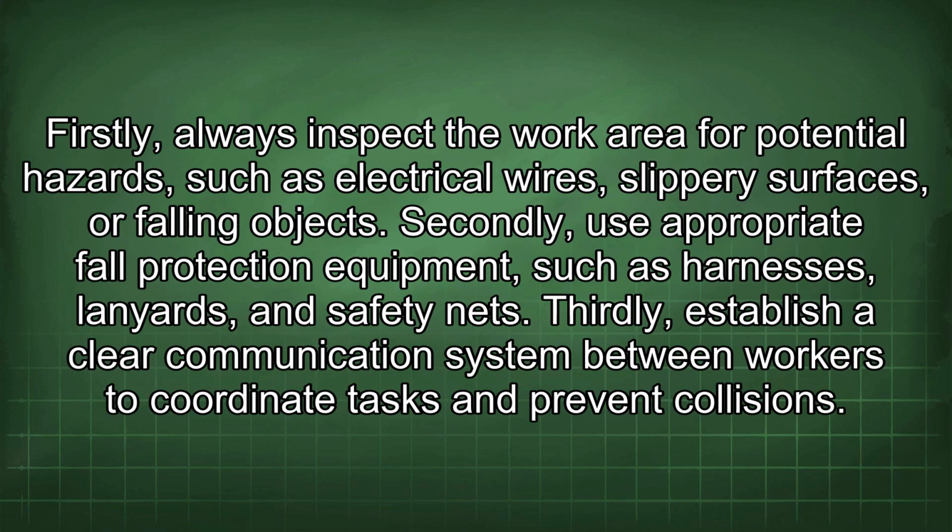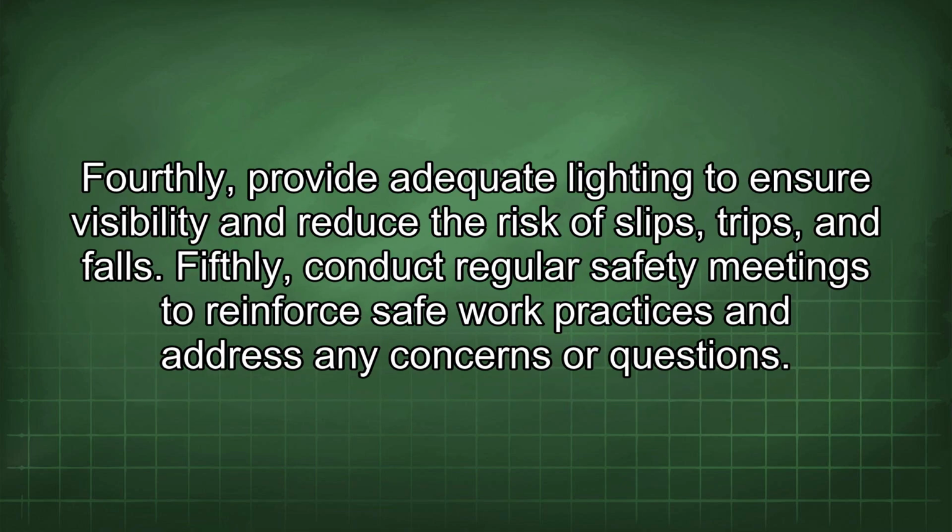Firstly, always inspect the work area for potential hazards, such as electrical wires, slippery surfaces, or falling objects. Secondly, use appropriate fall protection equipment, such as harnesses, lanyards, and safety nets. Thirdly, establish a clear communication system between workers to coordinate tasks and prevent collisions. Fourthly, provide adequate lighting to ensure visibility and reduce the risk of slips, trips, and falls. Fifthly, conduct regular safety meetings to reinforce safe work practices and address any concerns or questions.